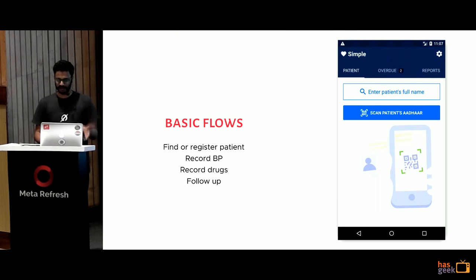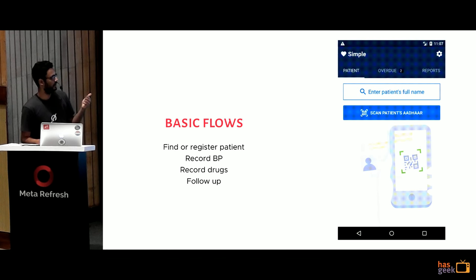So to give you an idea of what the app does, I'll take you through the basic flows. So the basic idea is when a patient comes in, the nurse asks their name, age, and then finds out if they are hypertensive, they measure their BP, and enter their BP, maybe prescribe a medicine, and tell them that, hey, you know what, come back next month, and that's about it. So this is what that would look like.